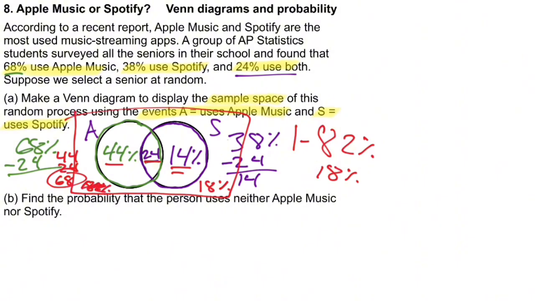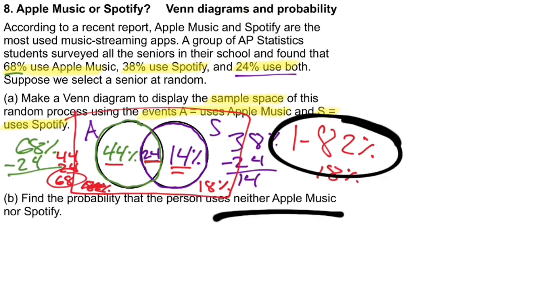Part B, I actually just took care of that as I was talking. The probability that a person uses neither Apple Music nor Spotify, I was just kind of riffing, and I answered that question anyway. You would add up the individual probabilities of people listening to Apple Music or Spotify or both, and you would subtract that number from 1, which would be the total probability of all the events taking place.